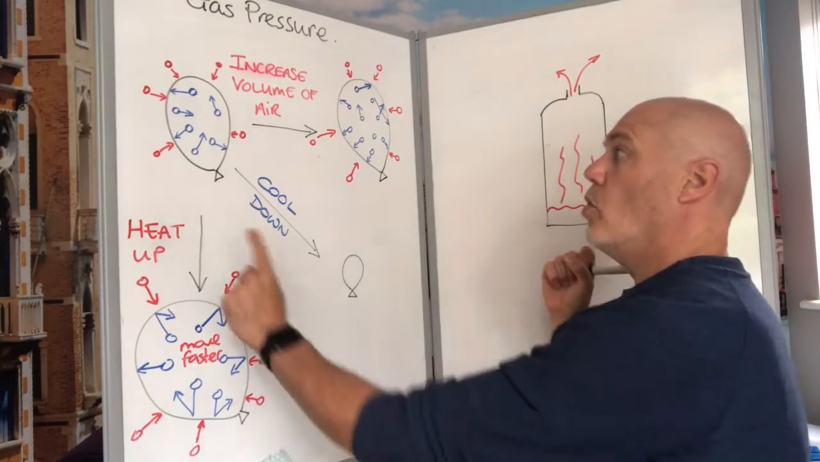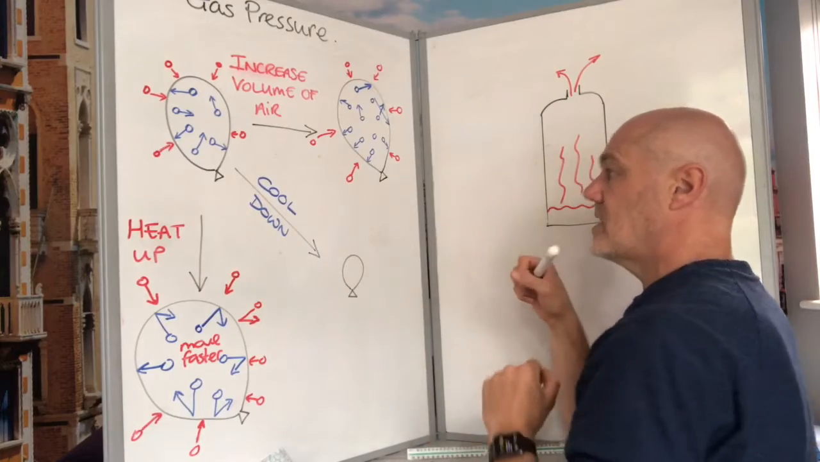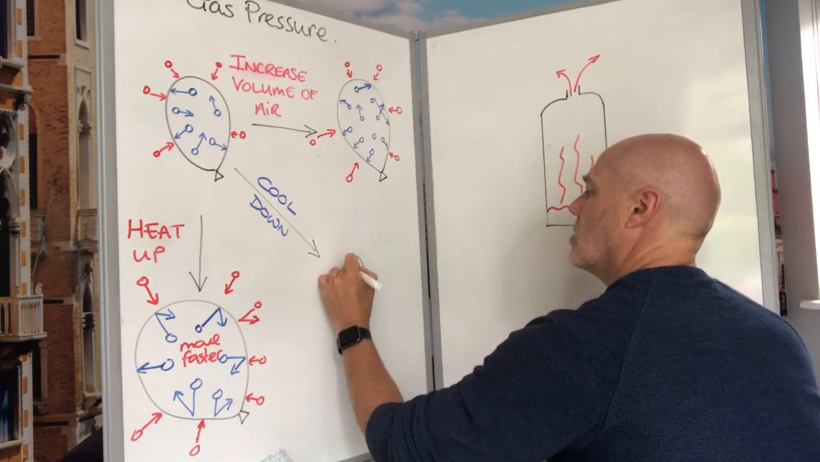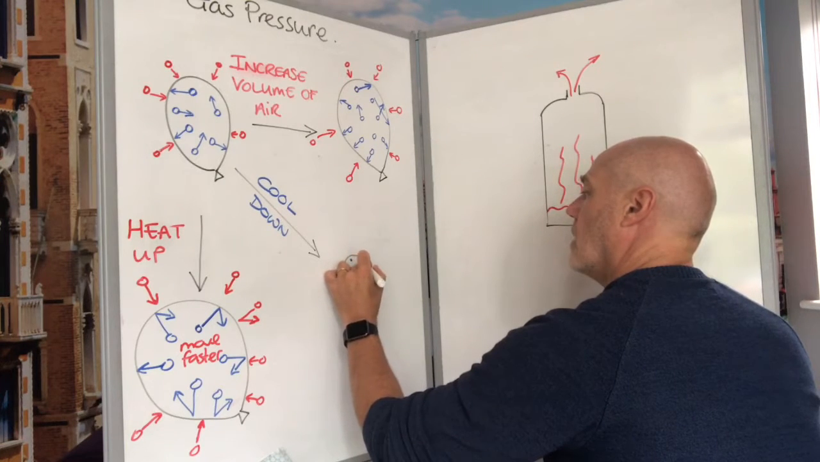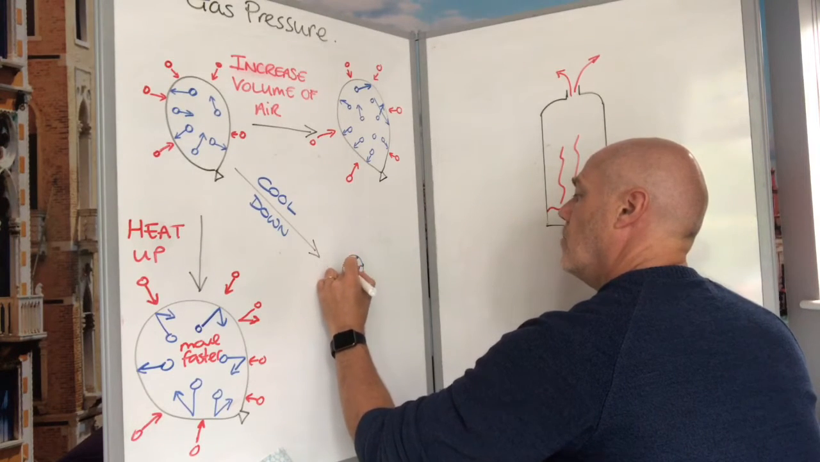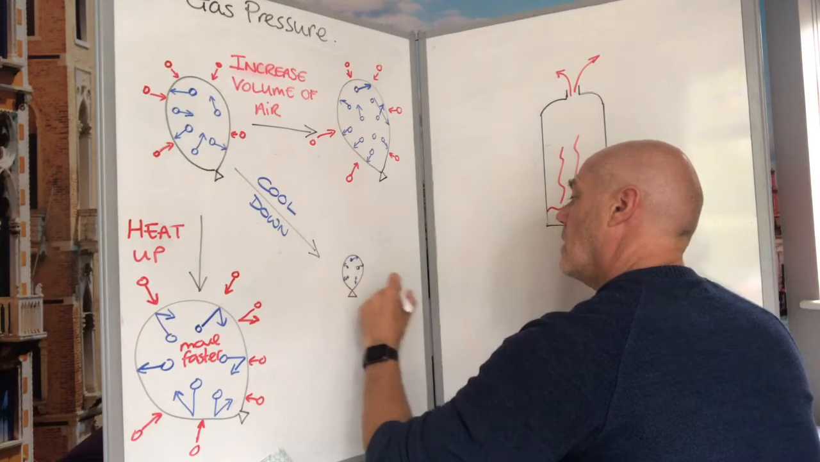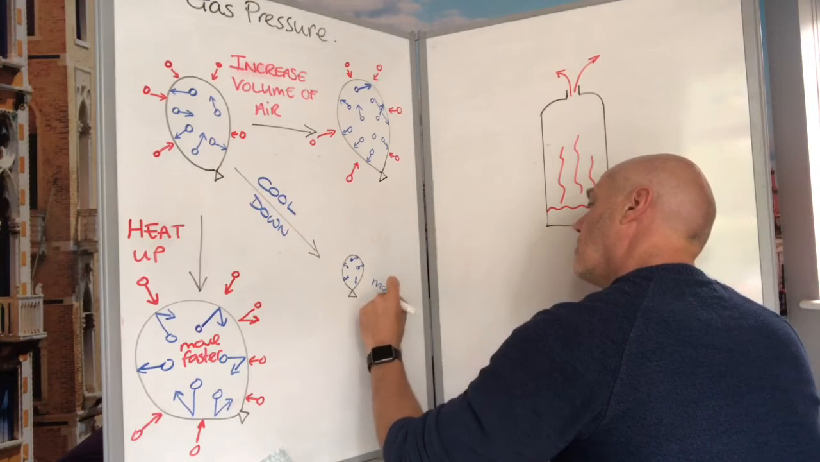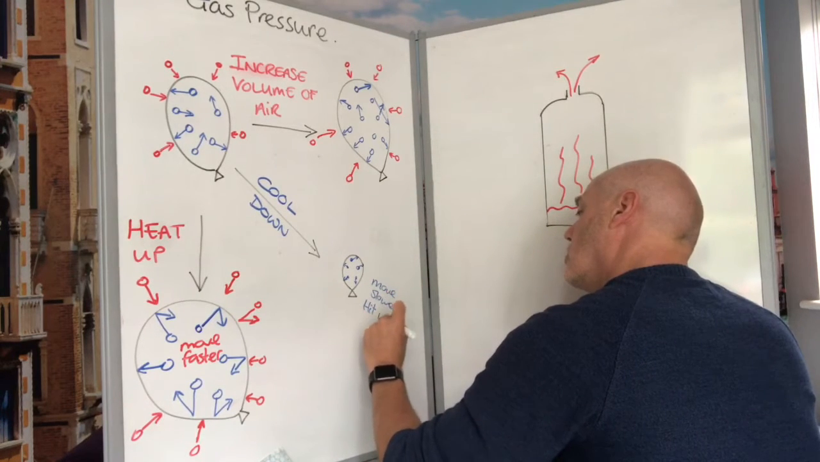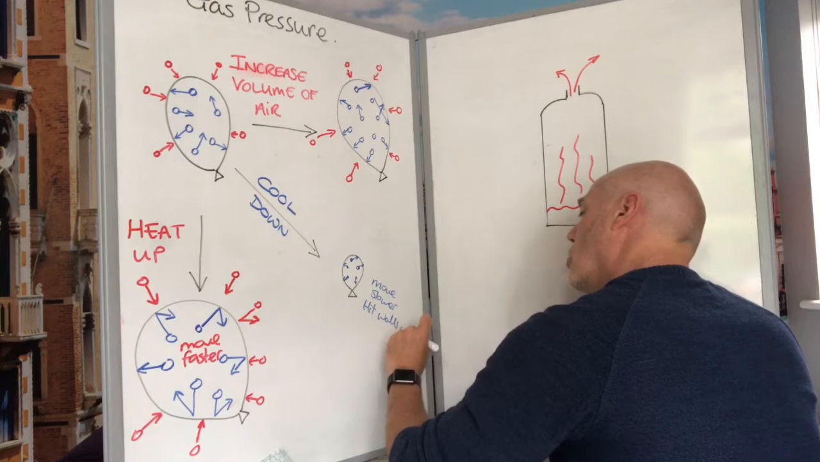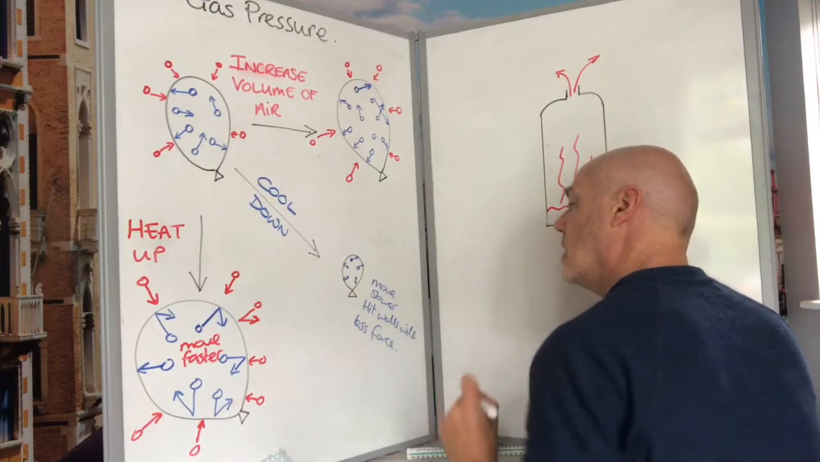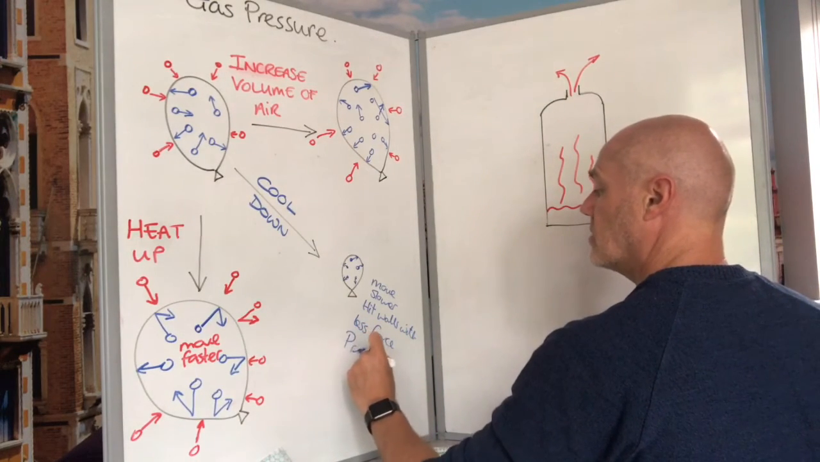We can make the balloon smaller if we cool it down. If we cool the gas down inside, and I've made this balloon far too small, so my particles are going to look slightly different. They're moving much more slowly now. So they move more slowly. So they hit the inside walls with less force. So the pressure in here is going to be lower.